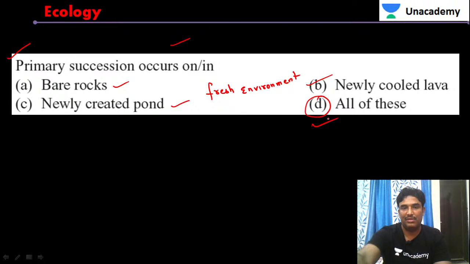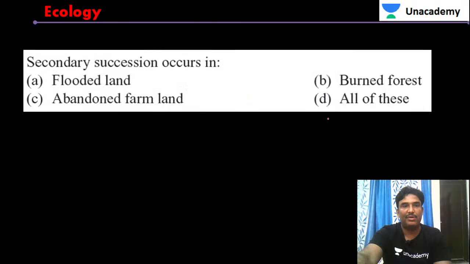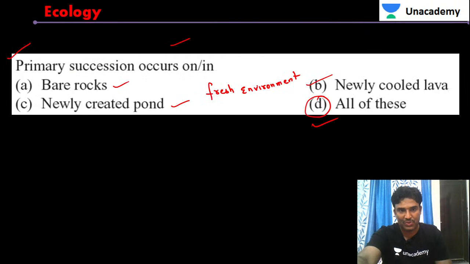Okay students, let us move to the next question. So secondary succession occurs in, so now these are the examples which we have to remember. That is the reason the previous question is also very important, because we have to remember those names given in textbooks, like primary succession occurs on bare rocks, newly cooled lava and newly created pond.